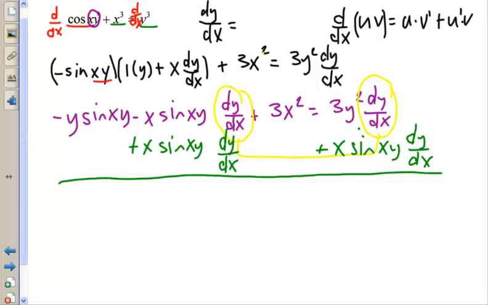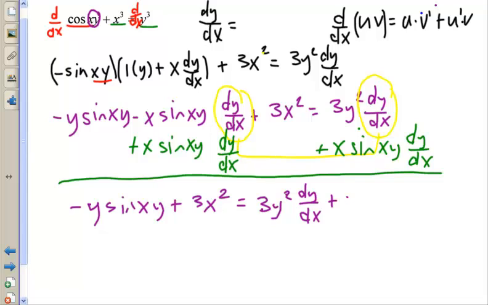Now what's left on the left is negative y sine xy, plus 3x squared. And that equals 3y squared dy dx, plus x sine xy dy dx. Now the whole goal is to get these two all by themselves.